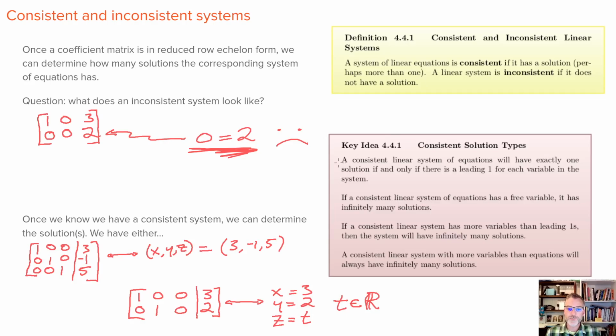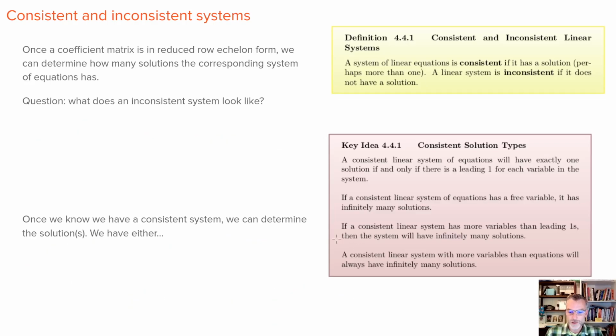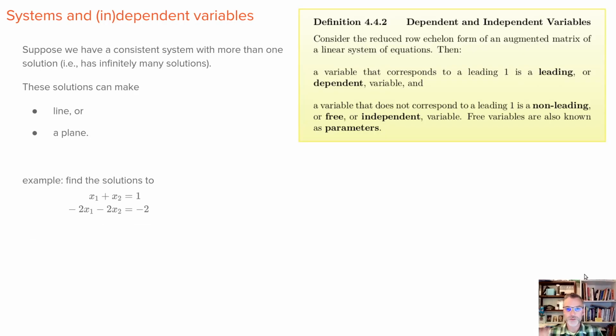This first one, a consistent system will have exactly one solution if and only if we have leading ones for each variable in the system. So there's 3 variables, there's 3 ones, and they appear along this diagonal like this. Great. And we'll do problems that look at these types. And I'll just project some right now. Oh, sorry. I've got one more slide before we do that.